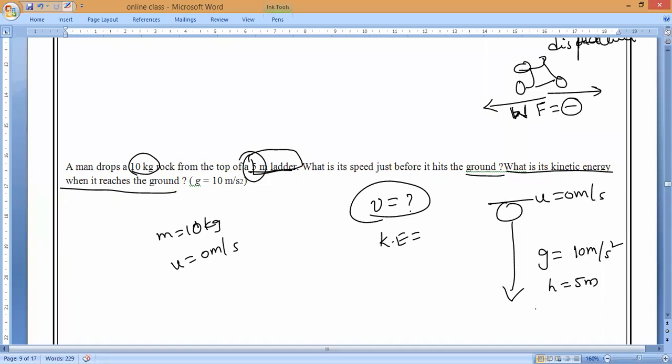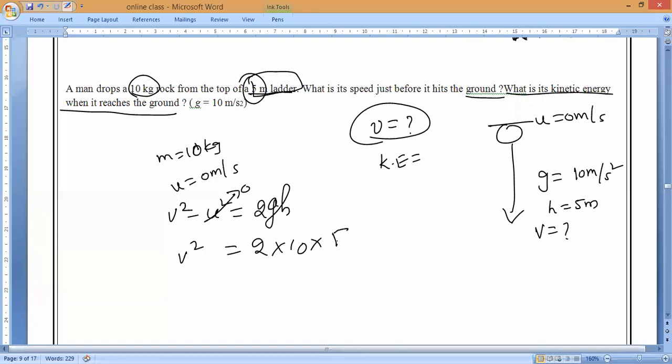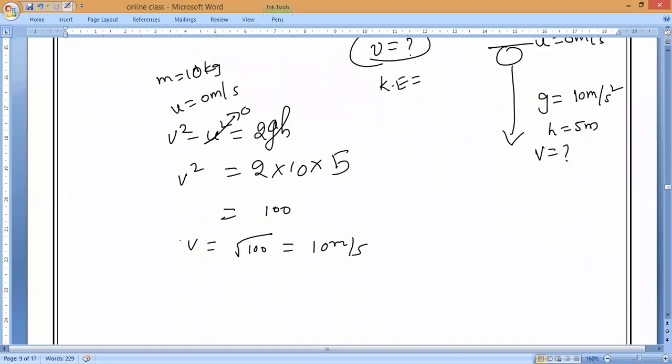Now, they are asking the final velocity. You know velocity and position. So which equation will we use? Third equation. V square minus U square equals 2GH. So you can find velocity square. Initial velocity is 0, which equals 2 into 10 into what? 5. Yes or no? Which equals 20 into 5, which is 100. So V equals root 100, which equals 10 meter per second. Now velocity is got. Velocity equals 10 meter per second.